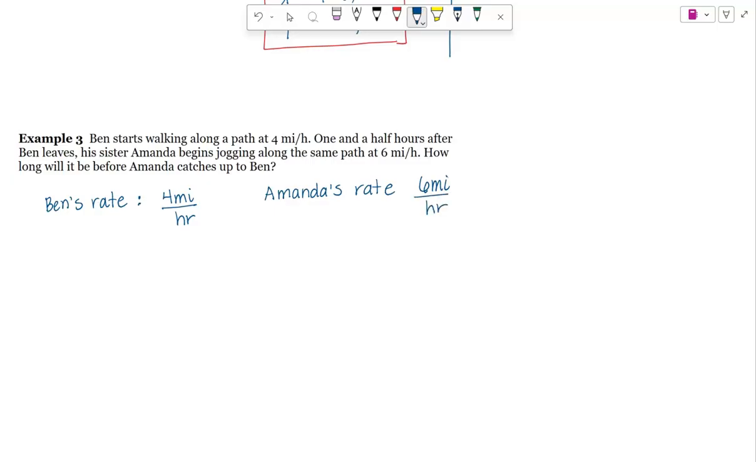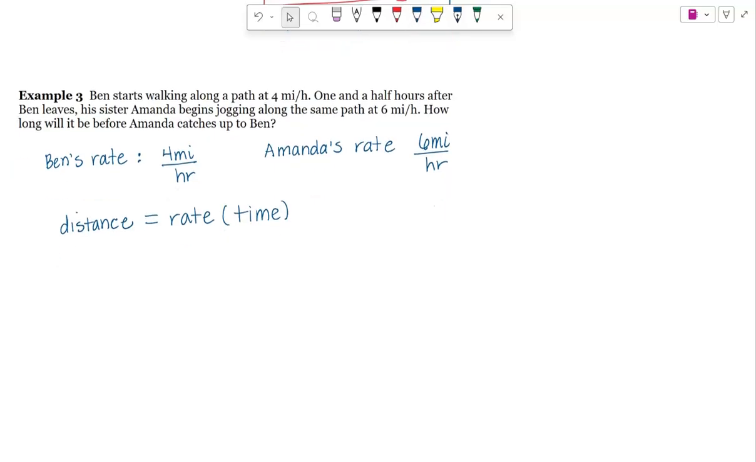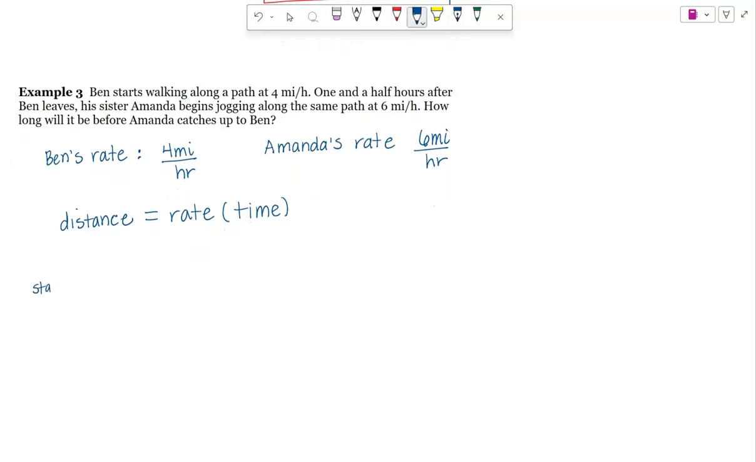I'm writing it in this way because what we're going to use is this equation: the total distance that someone travels is equal to the rate multiplied by time. So how fast they're moving multiplied by how long they were moving, right? Like how many miles per hour are you driving? How long did you drive? That gives you the total distance that you traveled. So let's put this as our starting place here.